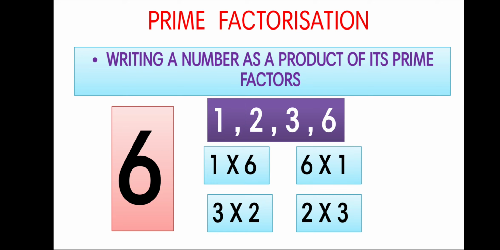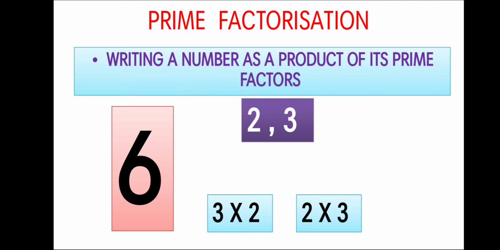You can see here I've just taken out 1 and 6 because 1 and 6 are not prime numbers, so they cannot be prime factors. So we will consider only the prime factors, which means the factors which are prime numbers. So 2 and 3 are the prime factors of 6. So 6 can be written as 3 into 2 or 2 into 3.